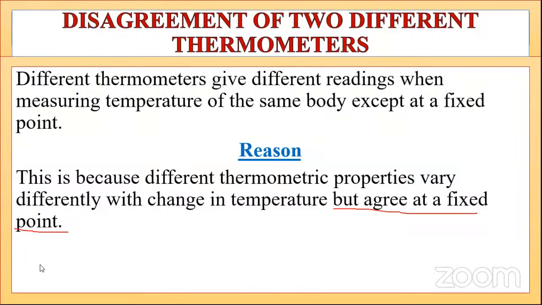when I measure temperature using a mercury glass thermometer, I get 37, but when I use a platinum resistance thermometer, I get 40. It is because the platinum resistance thermometer is using one property and the mercury glass thermometer is using another property. These two thermometric properties are varying differently with the change in temperature, and so we don't expect them to give the same reading, even for the same temperature. But they will only agree at a fixed point. Is that okay, everyone? Yes, sir. Good.